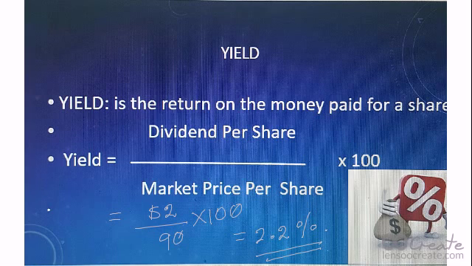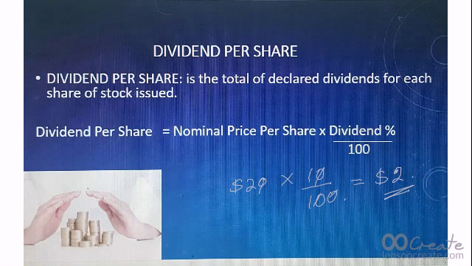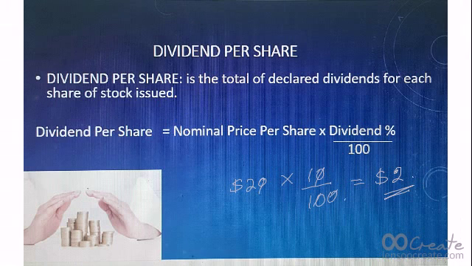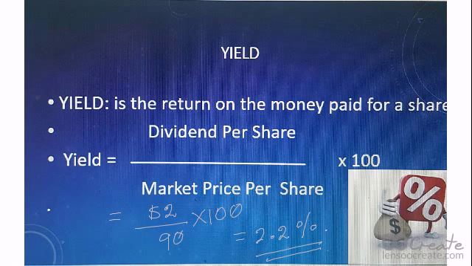Based on these findings, as an investor, you can make decisions based on the dividend percentage, based on dividend per share, which you express in dollars, and based on yield, which you express in percentages.